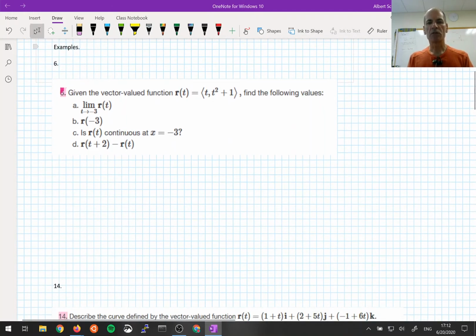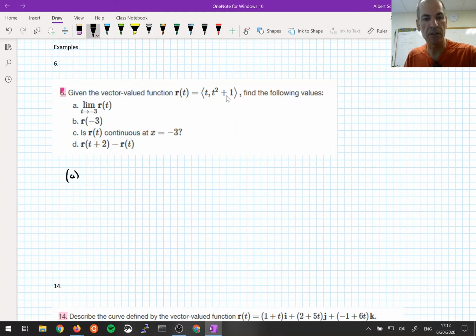So given this vector valued function, let's find the following values. This is a 2-dimensional vector valued function, so f of t is just the function t, g of t is the function t squared plus 1. First question is, what's the limit as t goes to -3? Well, if you look at these 2 component functions, they're both continuous.